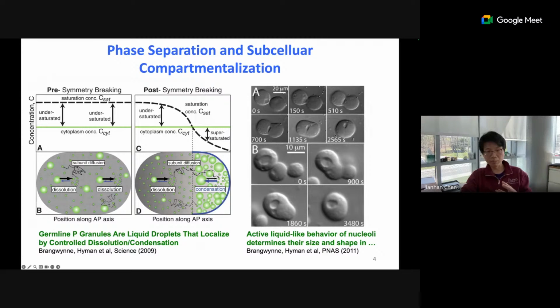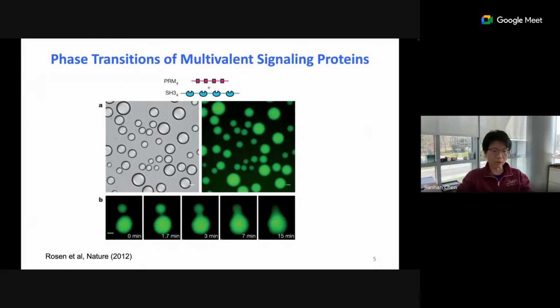So as a function, they can merge, or they can split, they can dissolve and condense. So this was really a major discovery. And later on, Mike Rosen showed that this phenomenon is even more general, not just those protein-RNA bodies can do this. He showed that this is a so-called proline-rich motif, and this is an SH3 domain.